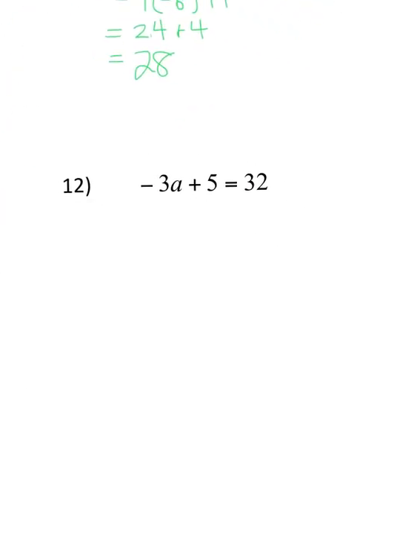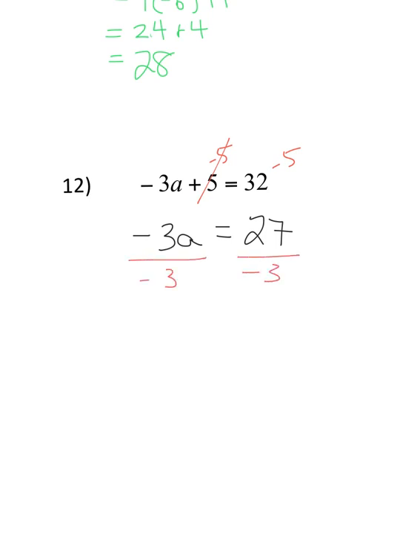Okay, last one. So last one, we're going to subtract 5 on the left and subtract 5 on the right. That will leave me with a negative 3a. Don't drop your negatives, keep them on there. And 32 subtract 5 is going to give me 27. Then I'm going to divide by negative 3, divide by negative 3 on both sides. So those cancel off. I'm left with a equals negative 9.